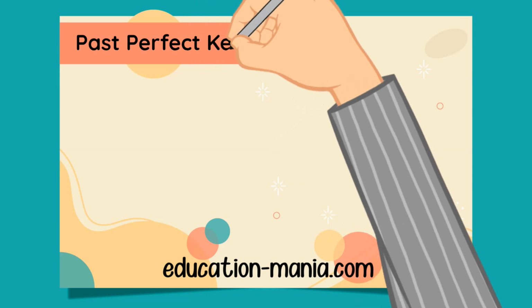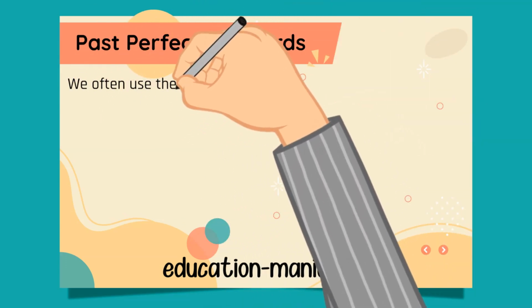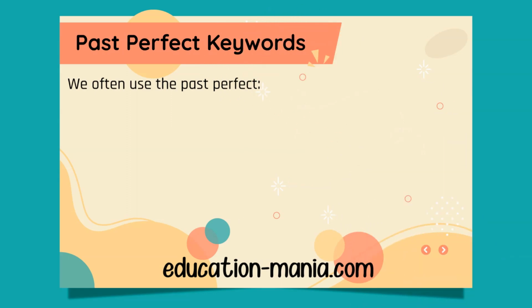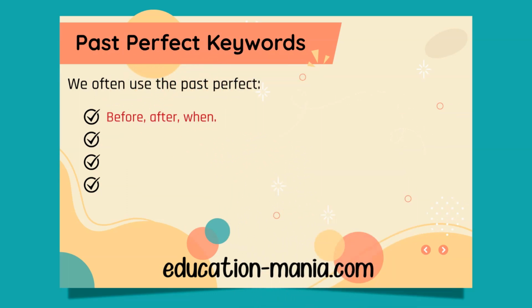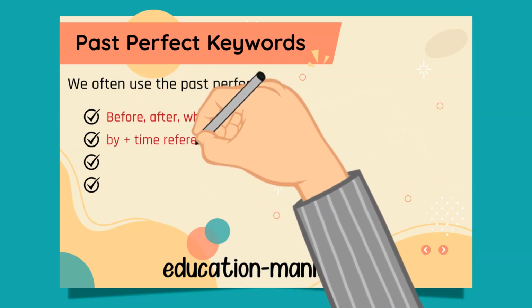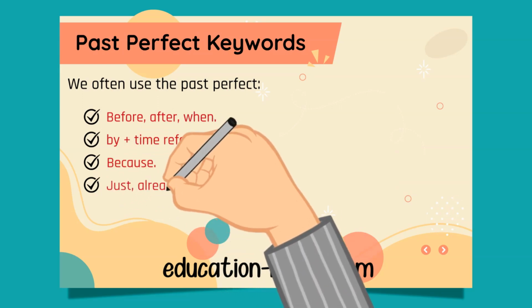Past perfect keywords. We often use the past perfect. Before, after, when. By plus time reference. Because. Just, already, yet.